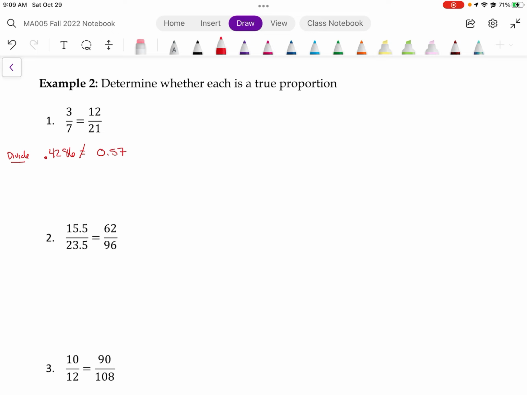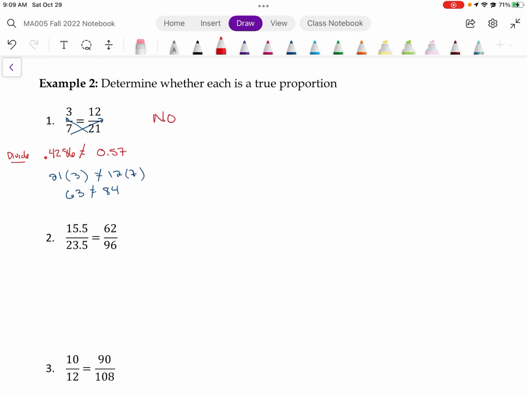All right, the other way is to cross multiply. And I get 21 times 3 equals 12 times 7, not 17, 12 times 7. And that becomes 63 equals 84. And, you know, that is not true. None of them are true. So not a proportion, no.